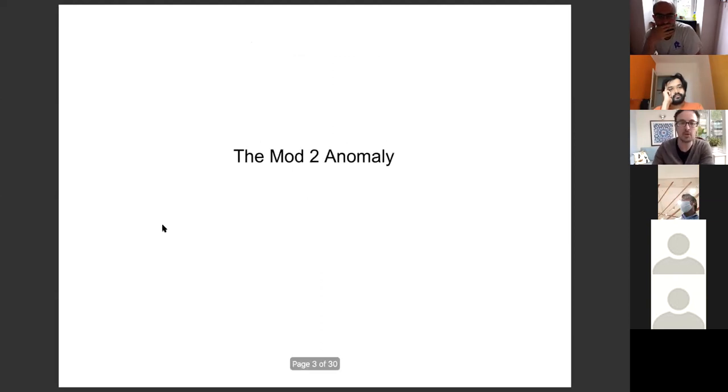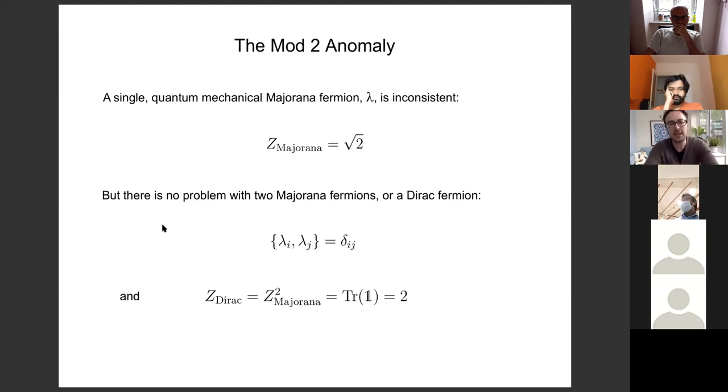All right, so let me start with telling you about the mod 2 anomaly. Anomaly is a word that's just used way too much in theoretical physics. The anomaly I'm going to talk about here is an inconsistency. You write down a classical theory and it looks very nice, but the quantum theory doesn't make any sense. Most familiar are gauge anomalies, although this one turns out not to be. Here is what I think is the simplest example of an anomalous, meaning inconsistent, quantum theory. It's in quantum mechanics, 0+1 dimensions, and it's a single real fermion. So a single Majorana fermion, lambda.